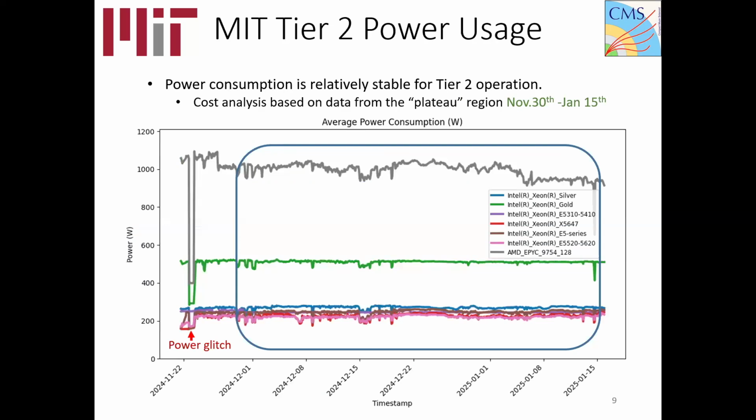So here is the power usage at Tier 2 for the realistic operation for CMS for different CPU models. The data are extracted from 2 months of operation back in December and January. So the first thing you probably would see is that the power consumption is relatively stable in the actual operation. It's mostly flat. You can only see that there's a huge difference because this is when the power glitch happened. So here we are using the data from the plateau to do this analysis.